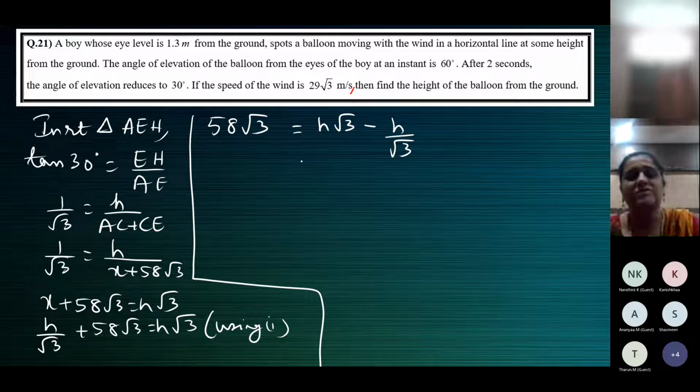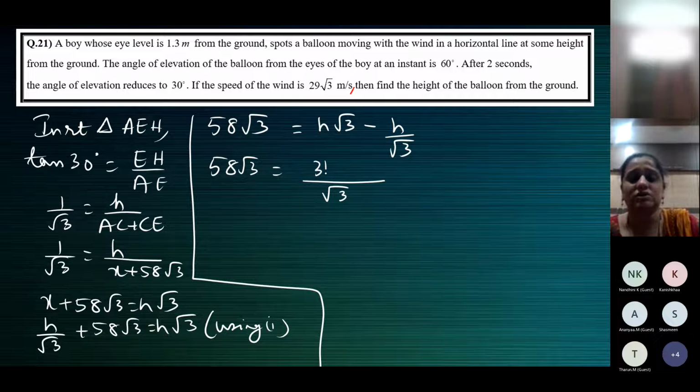Anyways, you can transpose. I'm saying if you don't want it to become negative, you can have it on the same side. 58 root 3 is equal to h root 3 minus h by root 3. Collect all the h terms on one side. So you have 58 root 3 is equal to... Root 3 is the common denominator.